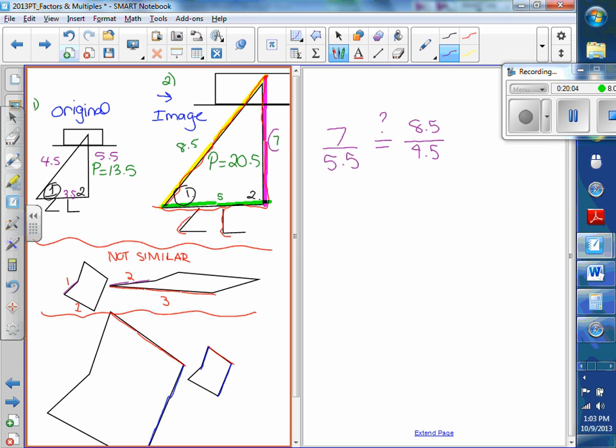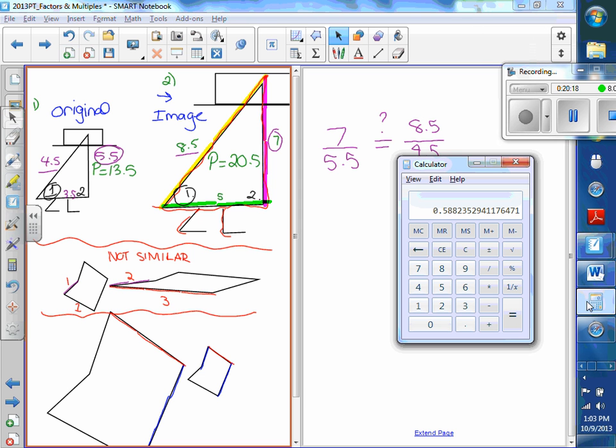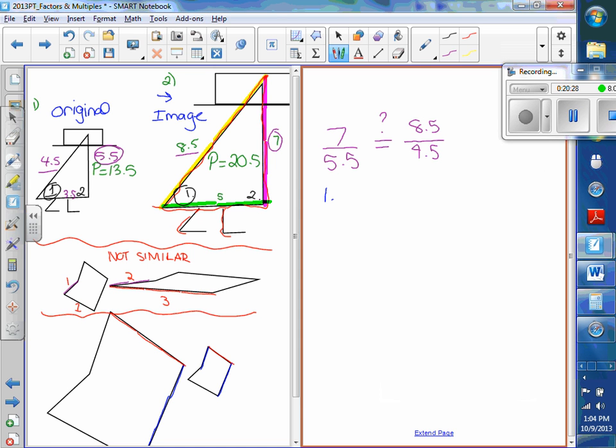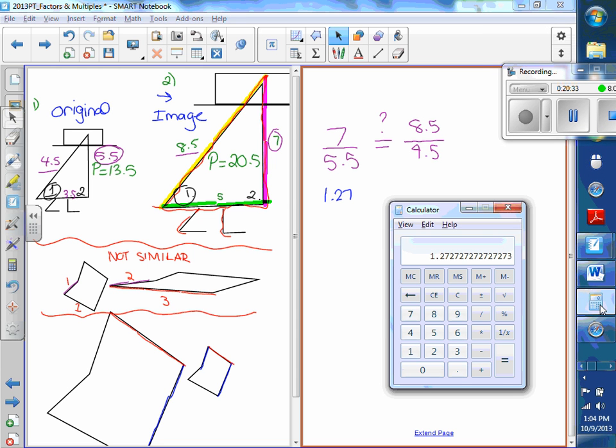I went corresponding side big to small. No. You just make a ratio of this to this, and then you make a ratio of this to this. They should be about the same. If she measured really well, when I take the calculator out, 7 divided by 5.5 should be about the same. So this is 1.27, and 8.5 divided by 4.5.